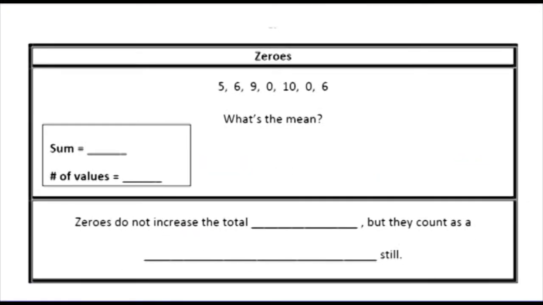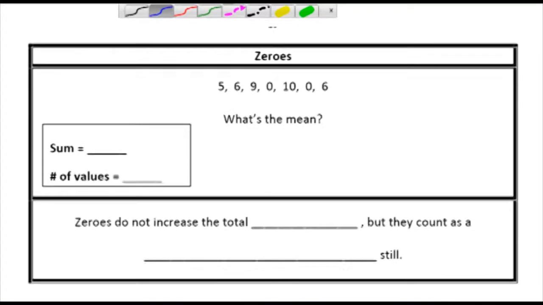Let's look at zeros. We saw a couple zeros in it, but let's discuss a couple little tips here. When I add these up, 5 plus 6 is 11, plus 9 is 20, plus 0, well, that doesn't change. The 0 doesn't change it. These four numbers equal 20. These three numbers equal 20. 10, that's 30. Plus 0, still 30. Plus 6, I get 36.